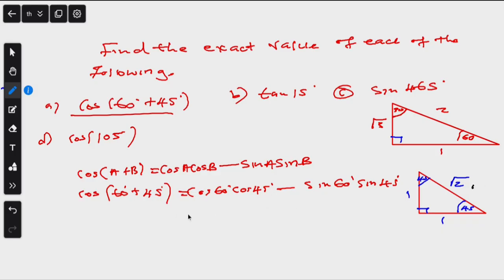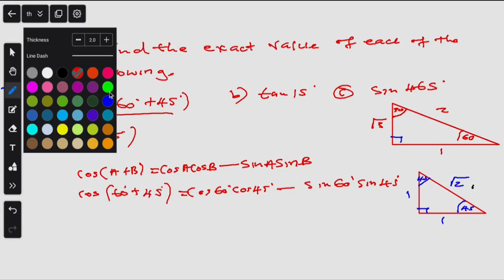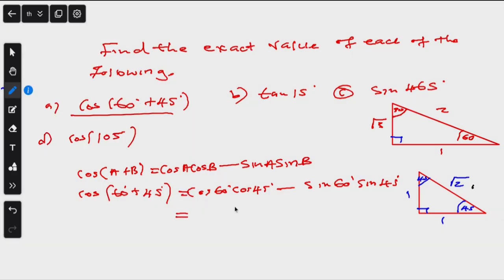So let's start with cos. What is cos 60? We want to say that cos theta is equal to adjacent over hypotenuse. So the hypotenuse here is 2. And then the adjacent here is what? It is 1. So we have adjacent divided by hypotenuse, which is 1 over 2. Let's come to cos 45. Cos 45, adjacent is 1, hypotenuse is root of 2. So 1 over root of 2.